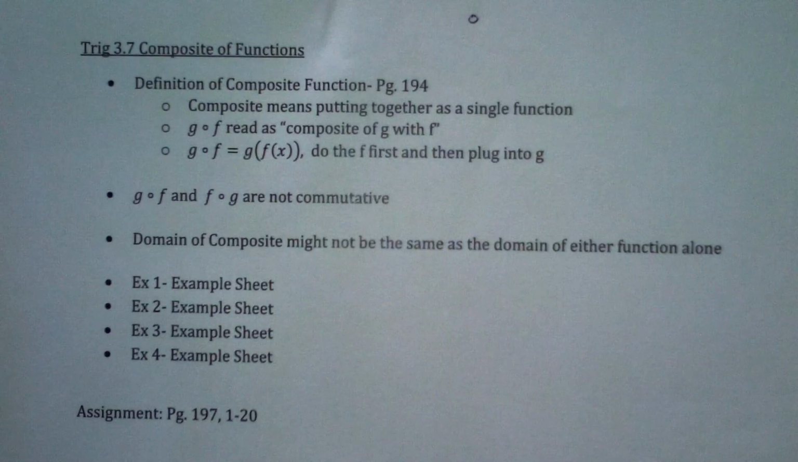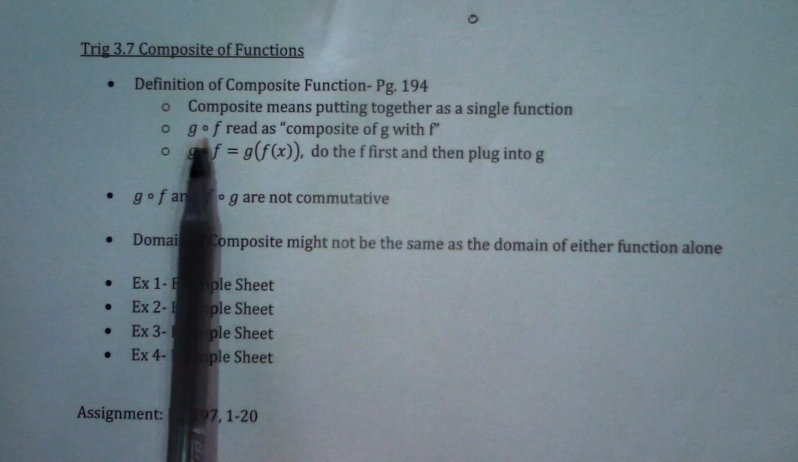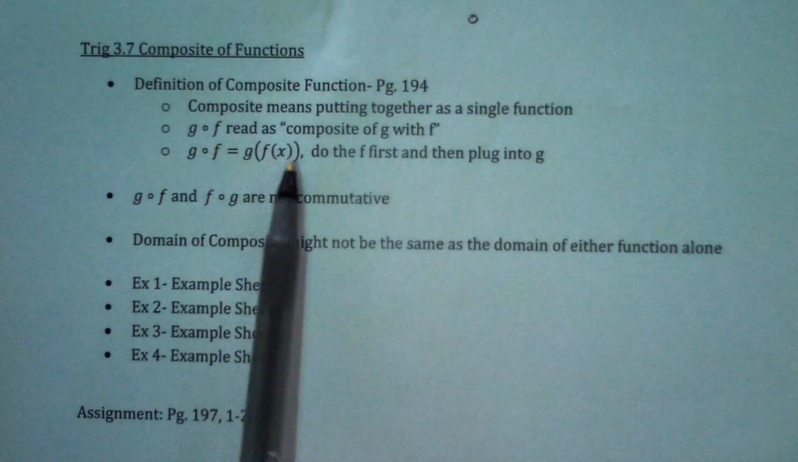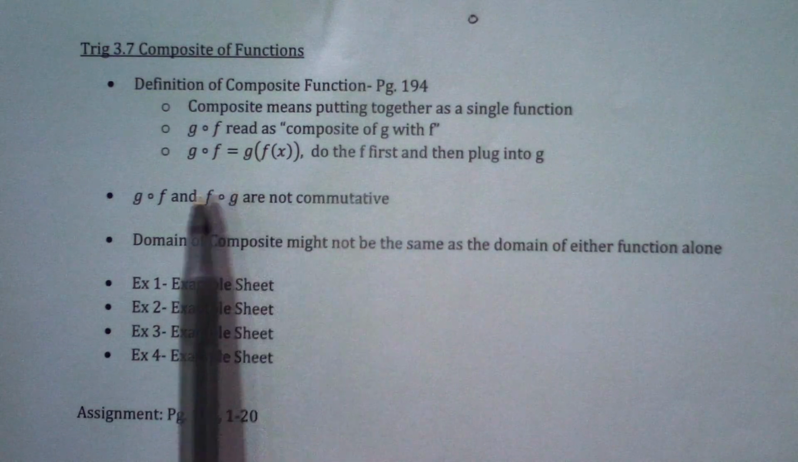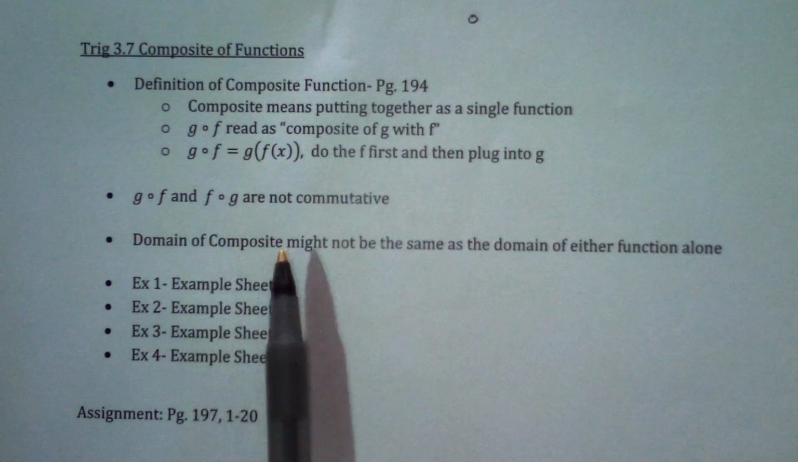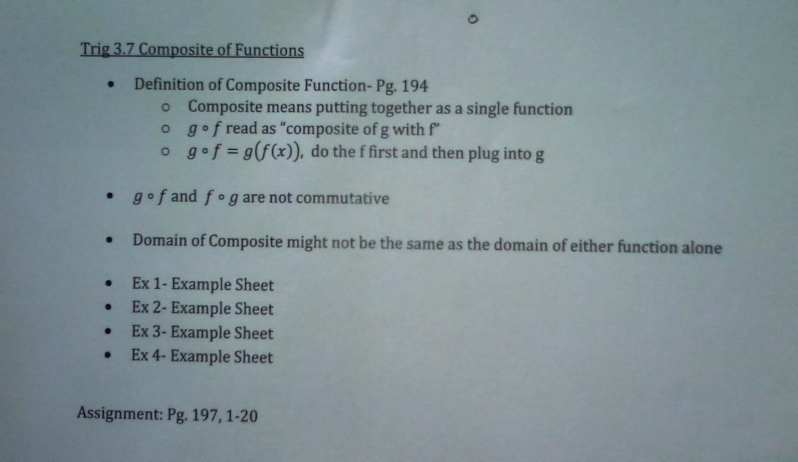So taking multiple individual functions and combining them all into one function, where you do one and then take that answer and put it into another one. How that's read out loud: the G and then that little composite circle and the F is "composite of G with F." I never remember to do that. I always call it "G of F of X" or whatever, but that's the official way of actually reading it.